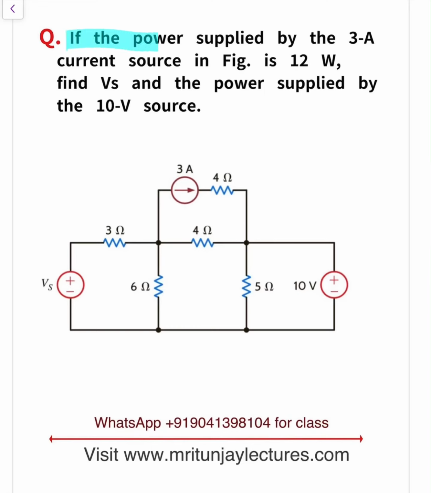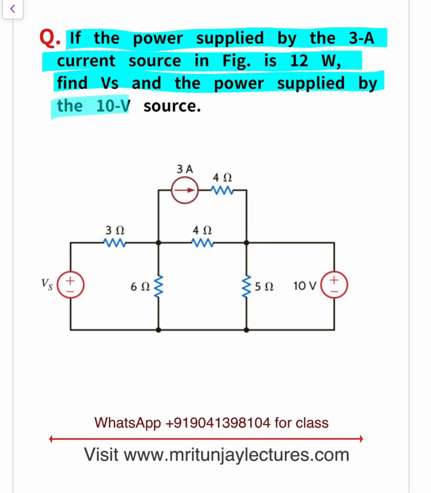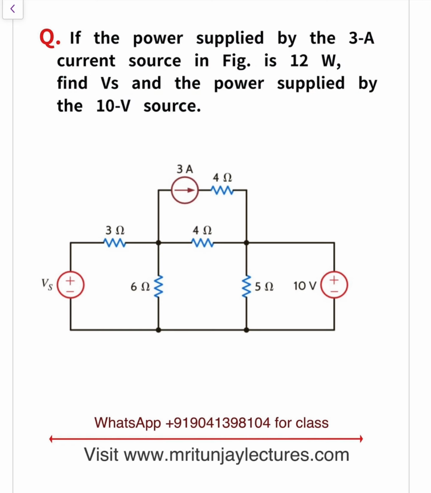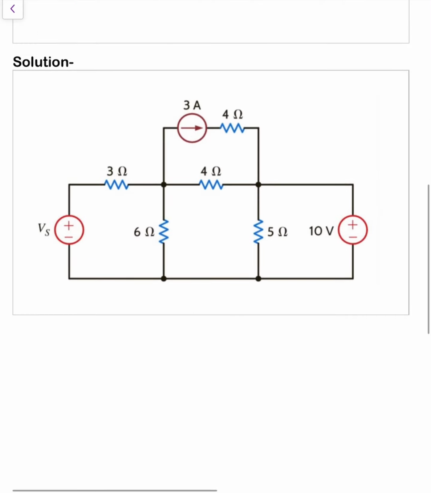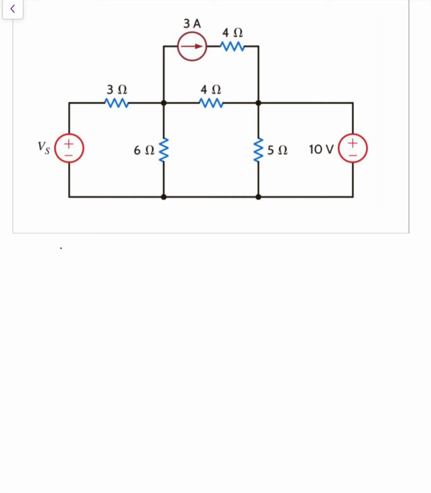The power supplied by the 3 ampere current source in the figure is 12 watt. Find Vs and the power supplied by the 10 volt source. Clear? Our motto is very clear. The power supplied by the 3 ampere current source is given. So what about power? Power is written as minus 12 watt, because if you write power supplied, simple power is written as minus 12 watt.